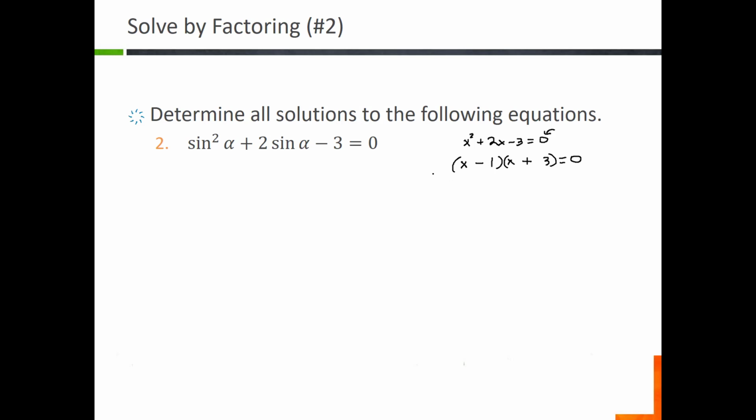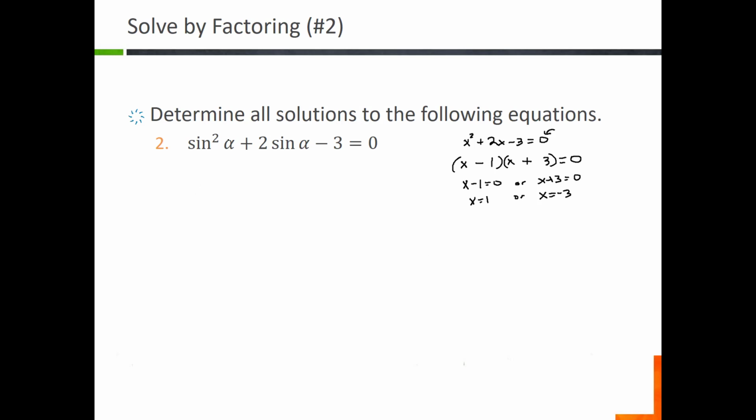Again, that's equal to 0. And so that means x minus 1 is equal to 0, or x plus 3 is equal to 0. So we get x is equal to 1, or x is equal to a negative 3. Okay, so that's sort of off to the side there, just thinking about basic algebra. Okay, so let's repeat this whole process using our signs.